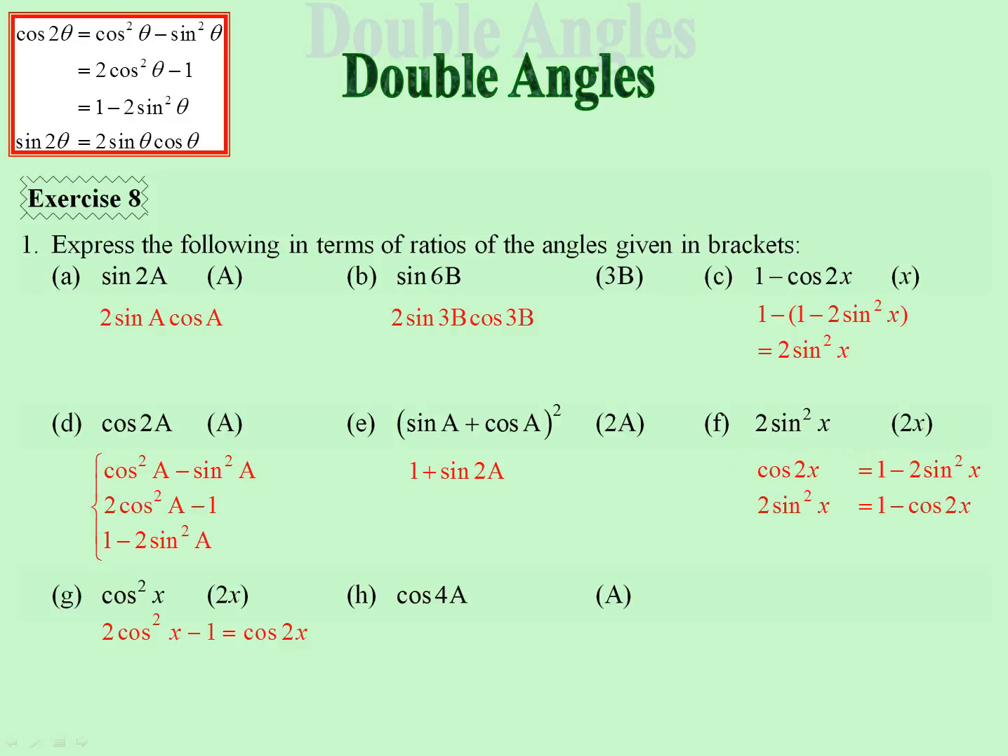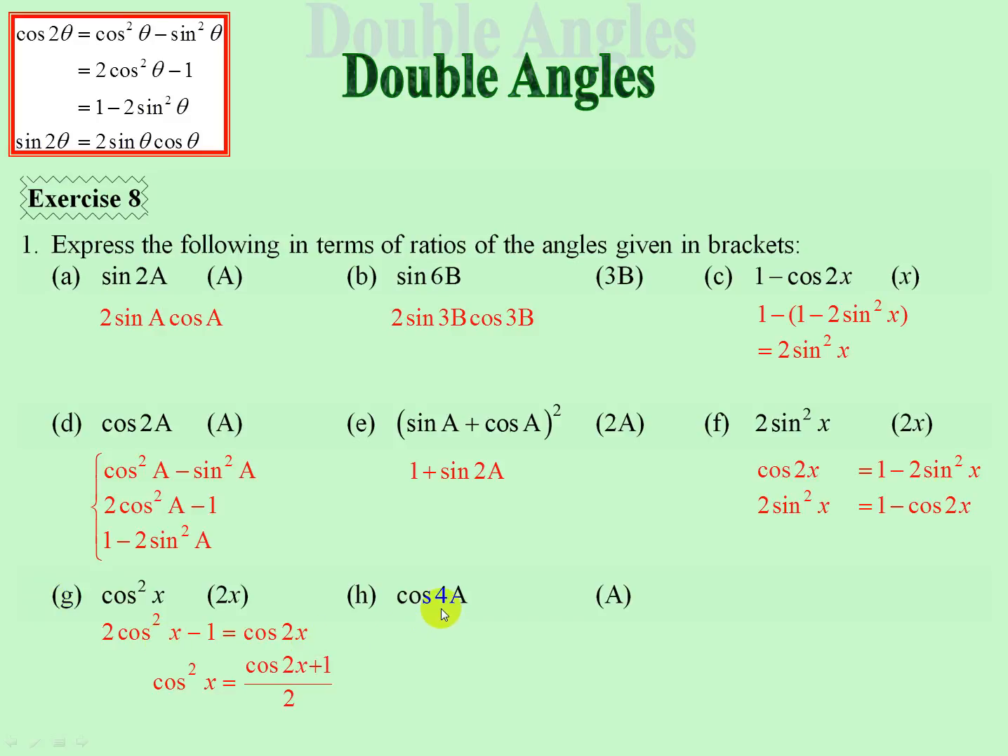Cos squared x in terms of 2x, well, let's have a look. Where do we have a cos squared x and a 2x? There's our cos squared, there's our 2x. So we're going to use the 2 cos squared minus 1 expansion for cos 2x. That's equal to cos 2x. And I'm going to solve that for cos squared x. There we are.